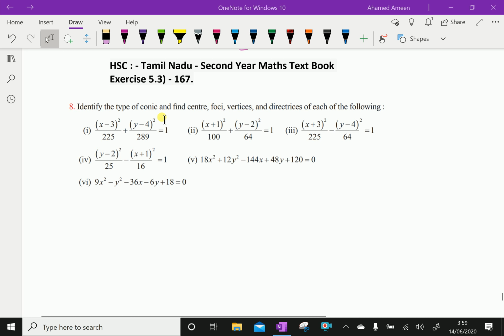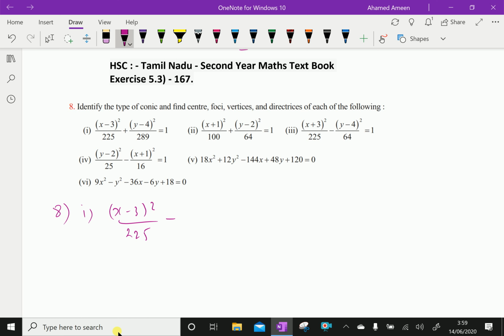Identify the type of conic and find center, foci, vertices and directrices of each of the following. Question number 1: (x minus 3) whole square over 225 plus (y minus 4) whole square over 289. Here first let us write the given equation, that is (x minus 3) square over 225 plus (y minus 4) square over 289.